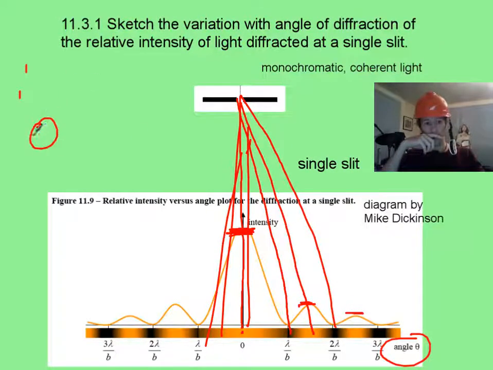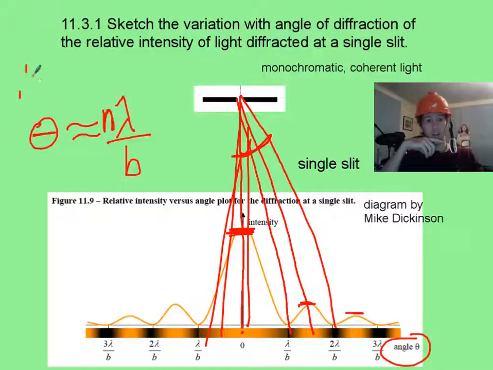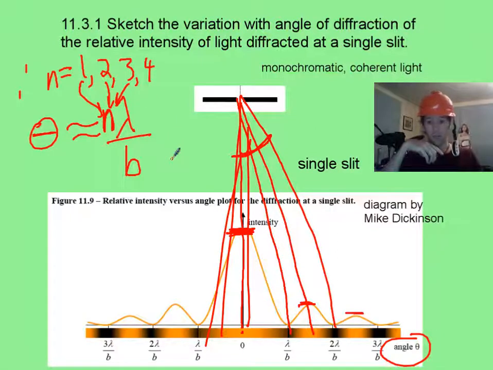Now, the angle theta of these bright and dark fringes is going to be about equal to wavelength over the slit width, where b is your slit width. And you could also say that's equal to n lambda over b, where n is an integer of 1, 2, 3, 4, etc. The first dark fringe is n of 1. The second dark fringe is n of 2, etc. Now, we'll talk about why this is in the next slide.